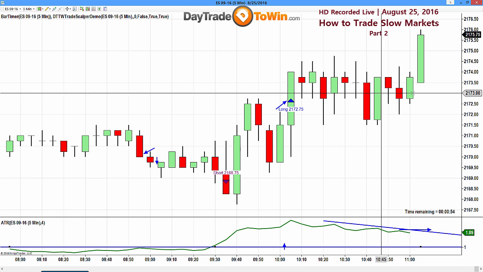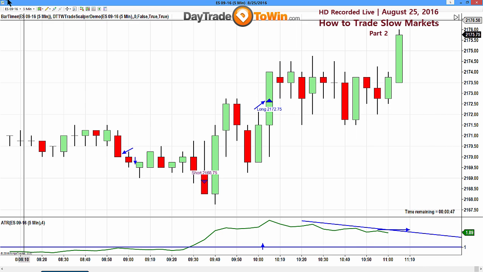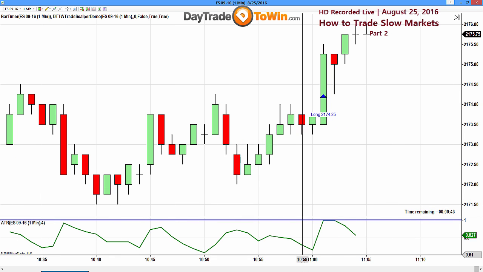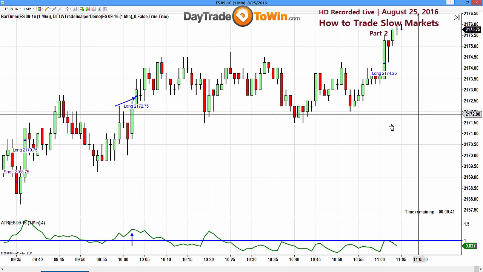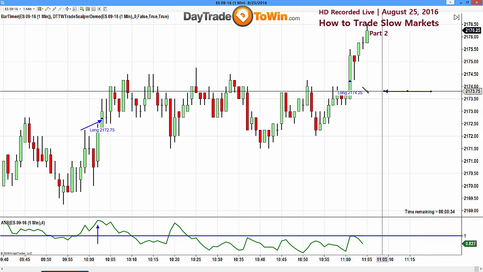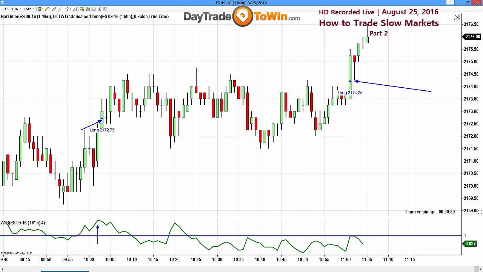So long, and maybe we'll see another long trade here, possibly. Well, actually, this is a 5-minute chart, but it should be 1 minute. Yeah, so you see here, it's telling you to go long at 2174 quarter. So not too shabby there.